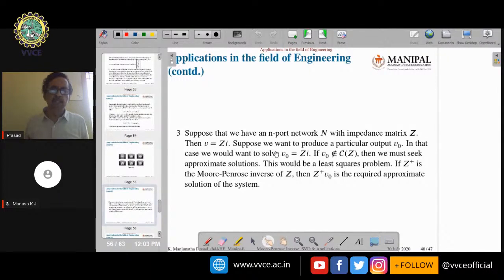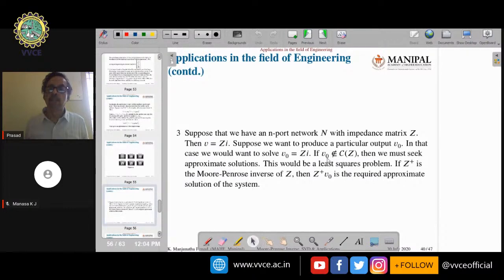Here is an example from an electrical network. Suppose that we have an n-port network N with the impedance matrix Z. Then V is equal to Z into I. Suppose we want to produce a particular output V naught. In that case, we want to solve V naught is equal to Z I. This is something to do with input, correct? V naught is equal to Z into I.